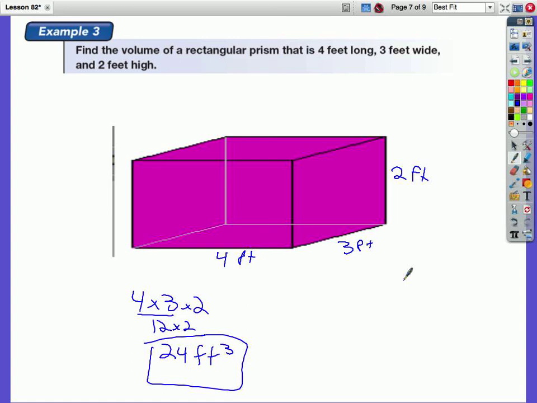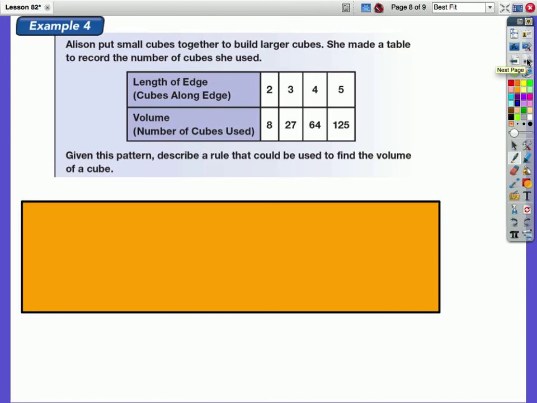So this should be a fairly easy lesson. We're just taking the length times the width times the height. Remember that our units are always cubed, to the 3rd power. Allison put small cubes together to build larger cubes. She made a table to record the number of cubes she used. Given this pattern, describe a rule that can be used to find the volume of a cube.